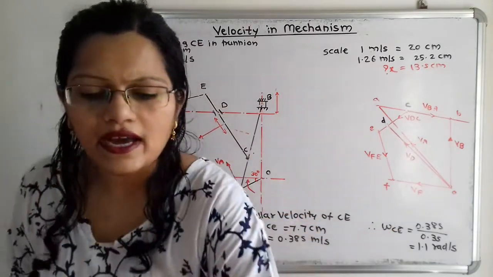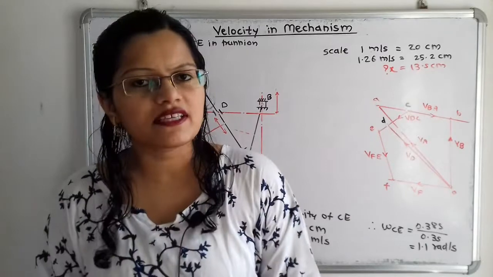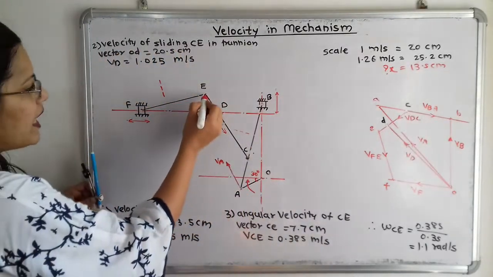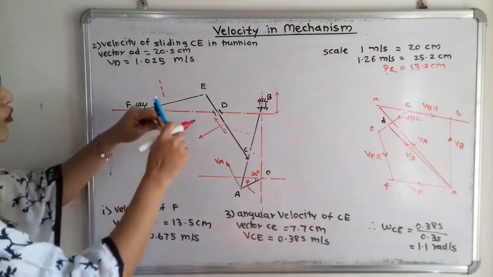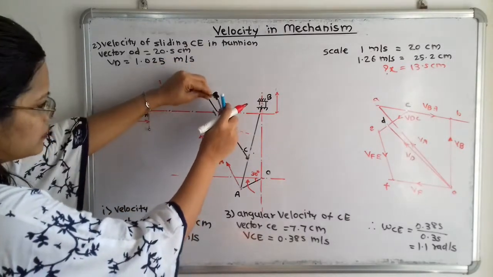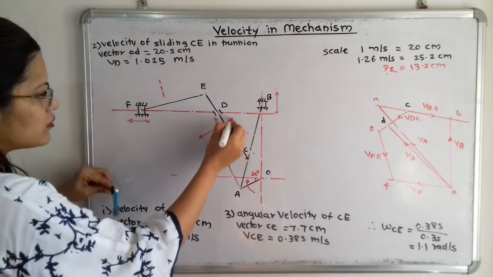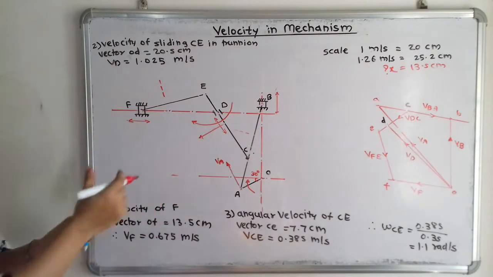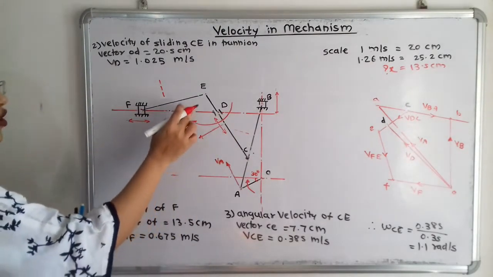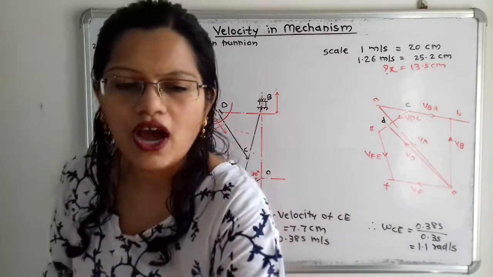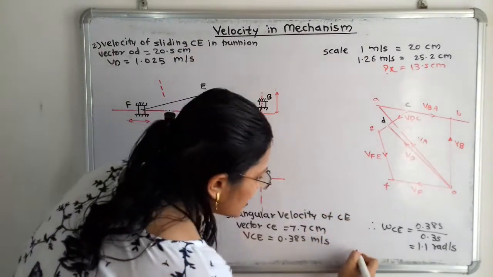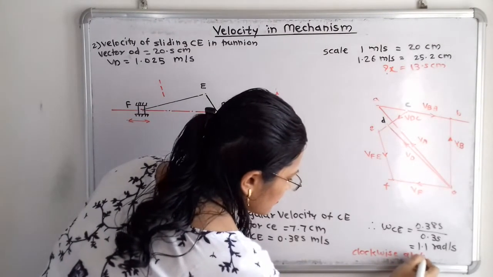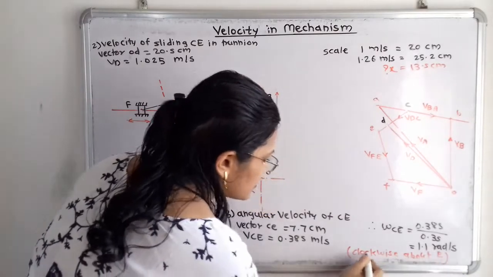That is the omega, the angular velocity of C with respect to E. So here with respect to E means we have to take E as a center, and we have to move the compass in the direction of the velocity. So I will move the compass. So I will draw here. So in this direction, this is the direction of rotation. So this is the direction of rotation in clockwise direction about point E. So how can we write the answer? So we will write here, that is clockwise about E. So this is the answer.